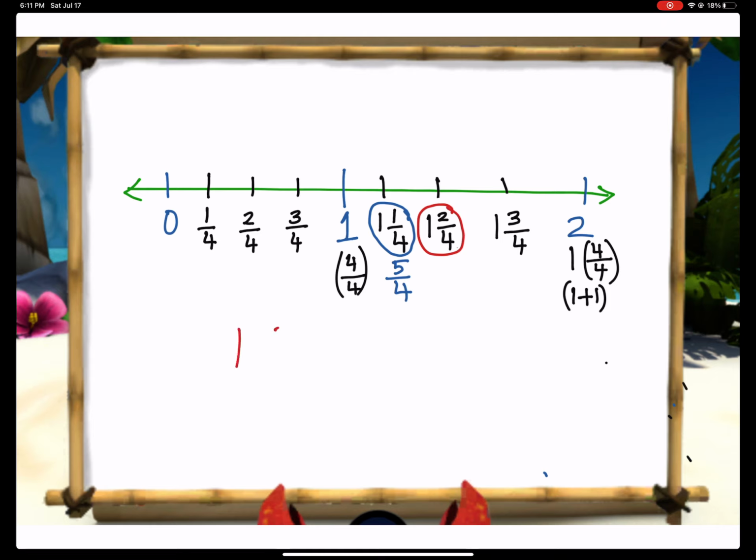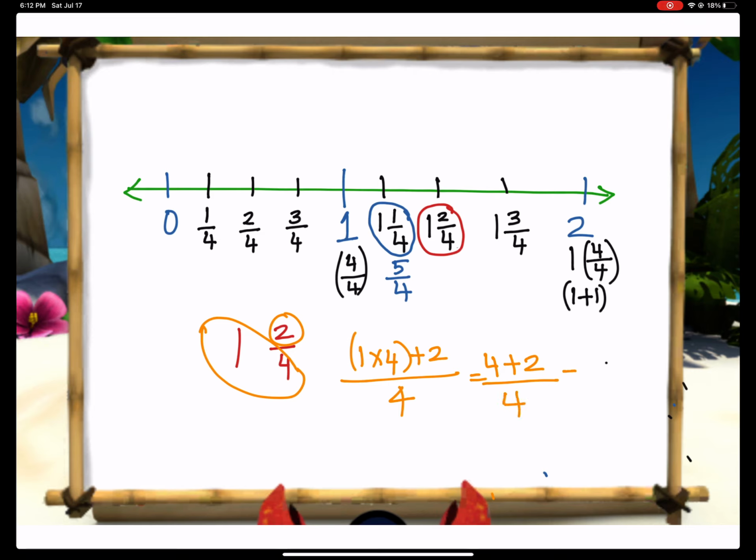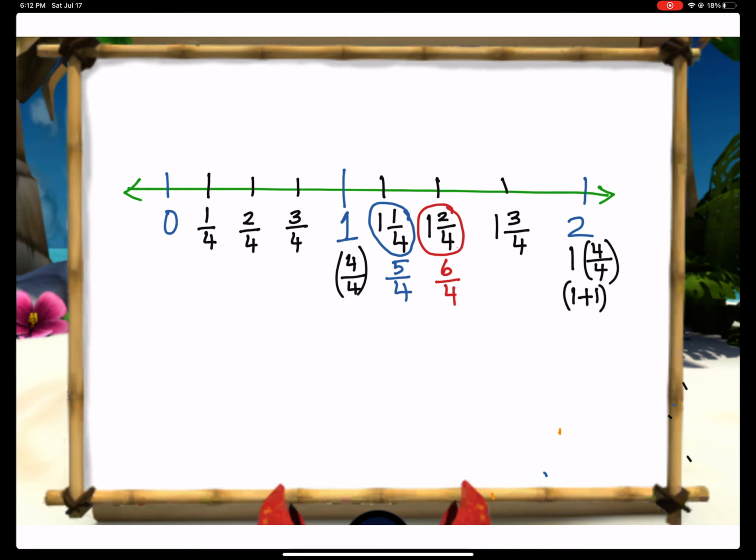And this one, 1 2/4, that number will become, so we'll be multiplying these two numbers. So 1 times 4, and then plus this number, plus 2 by denominator. So 1 times 4 is 4 plus 2, which is 6, 6 by 4. So 1 2 by 4 will become 6 by 4.